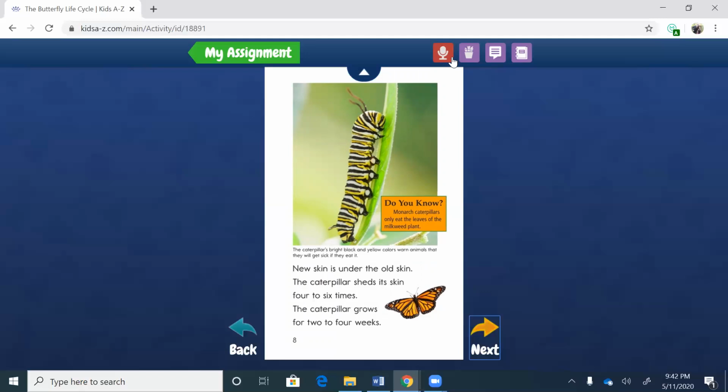All right, we have words under a picture again. What is that called? A caption, you got it. The caterpillar's bright black and yellow colors warn animals that they will get sick if they eat it. New skin is under the old skin. The caterpillar sheds its skin 4 to 6 times. The caterpillar grows for 2 to 4 weeks.